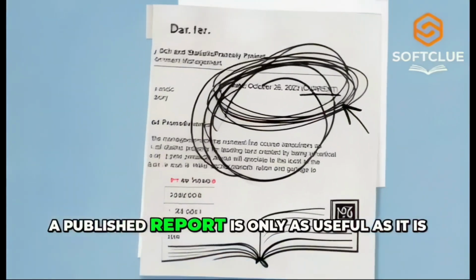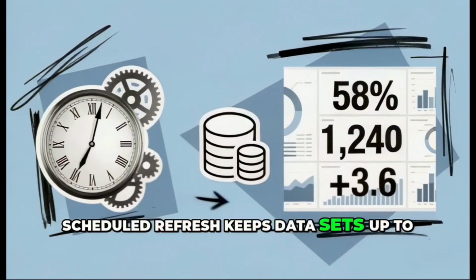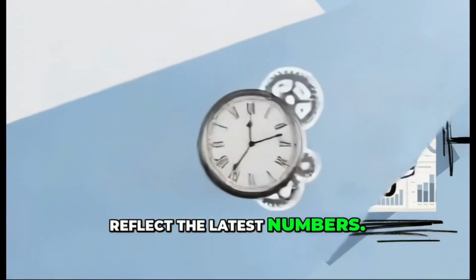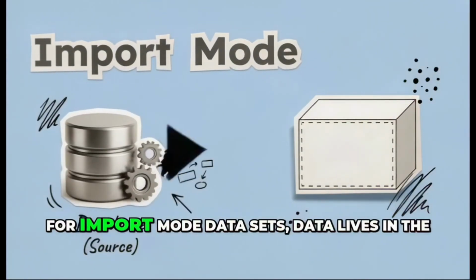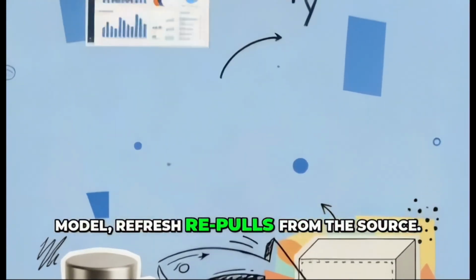A published report is only as useful as it is current. Scheduled refresh keeps datasets up to date automatically, so dashboards always reflect the latest numbers. When refresh is needed: for import mode datasets, data lives in the model, and refresh repulls from the source.